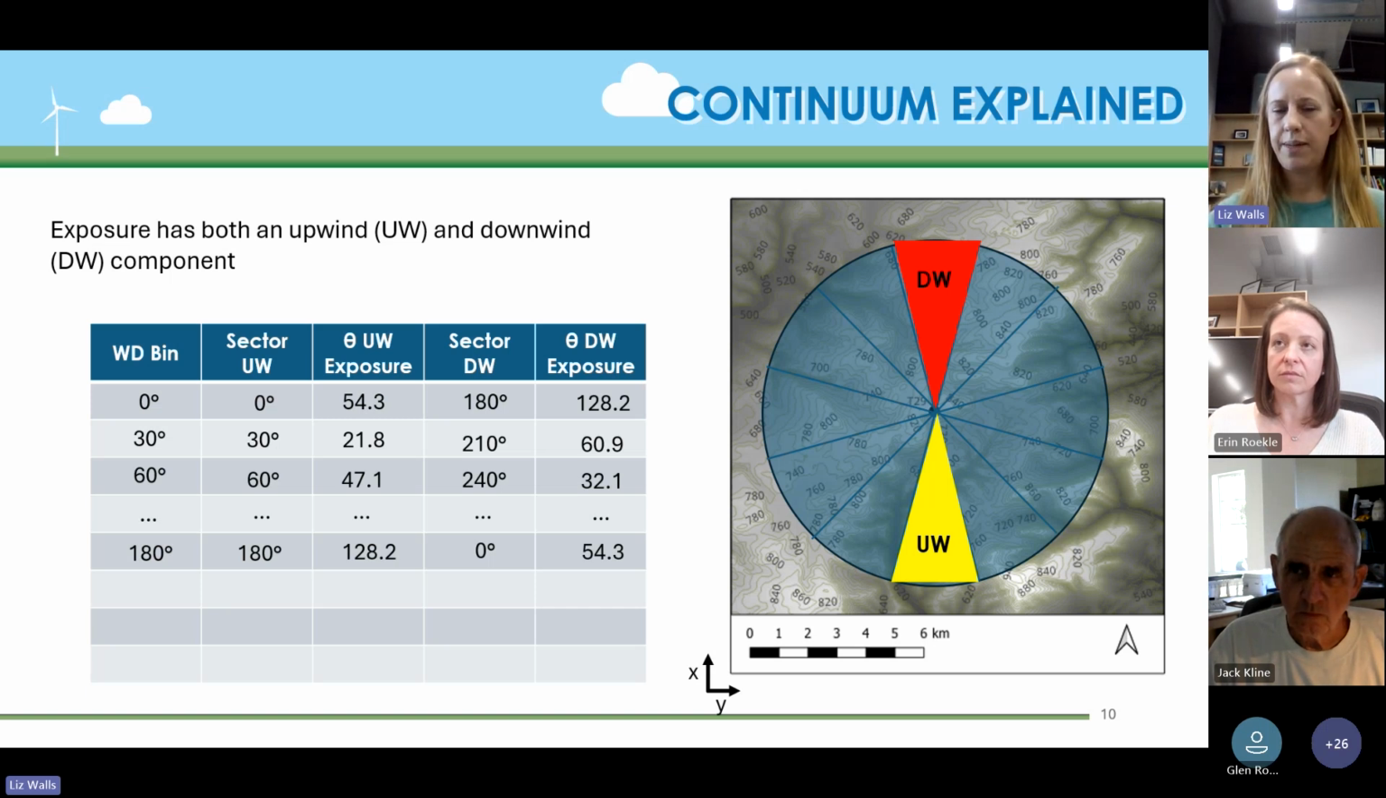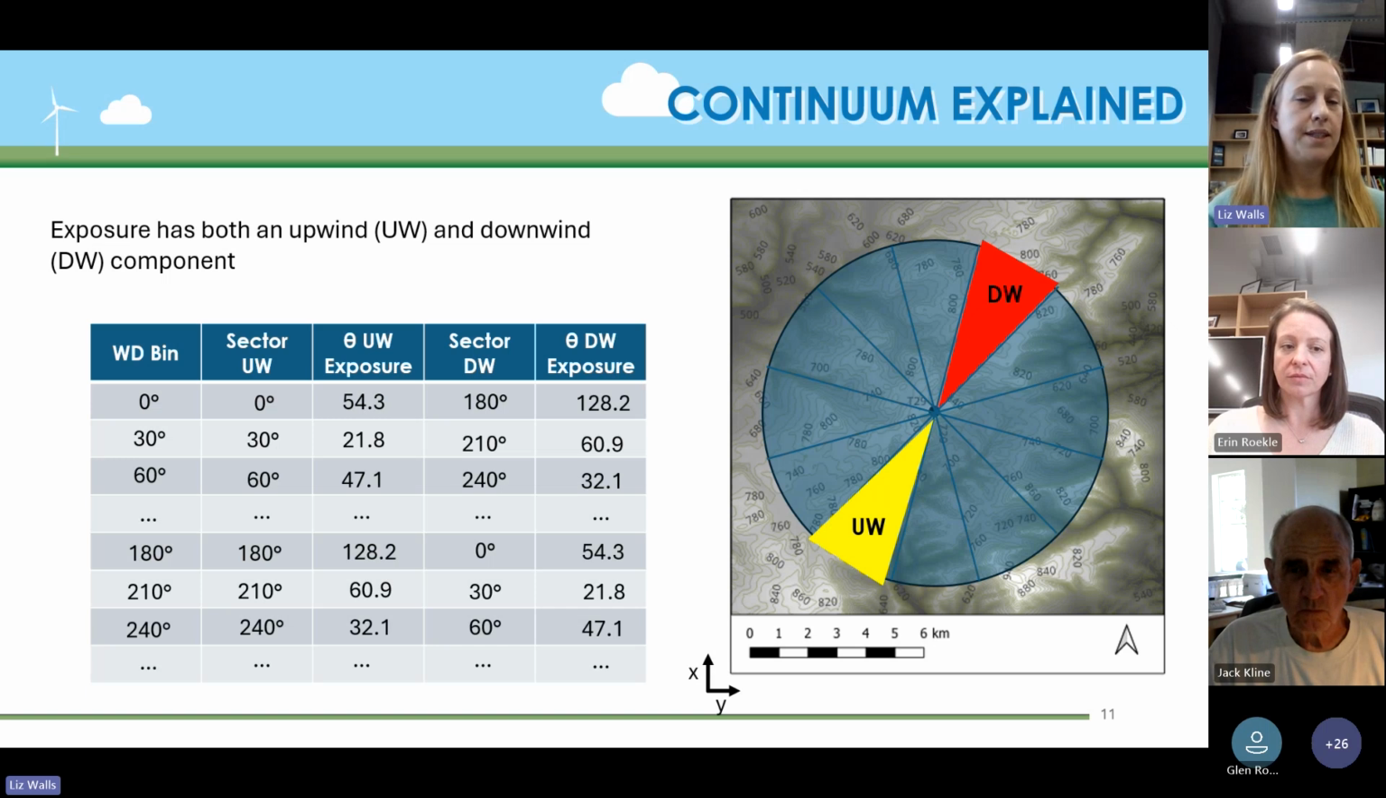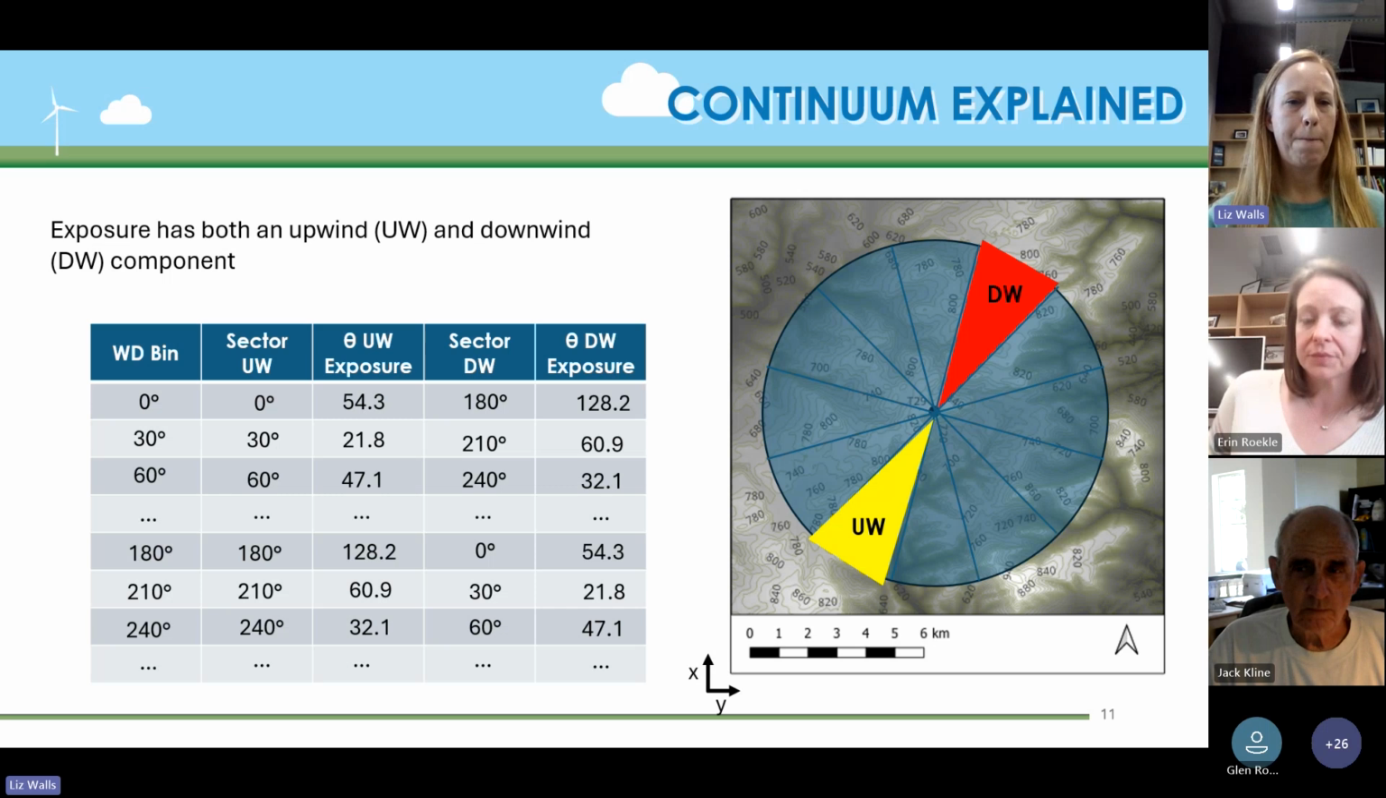So that's an important concept to understand. Again, the exposure is calculated in each sector, and each sector has a corresponding downwind sector, which is offset by 180 degrees. So we're going to continue marching around to 210. The downwind sector is 30 degrees, and the upwind and downwind exposures are the opposite from the north-northeast.